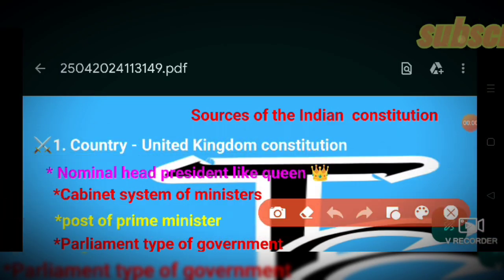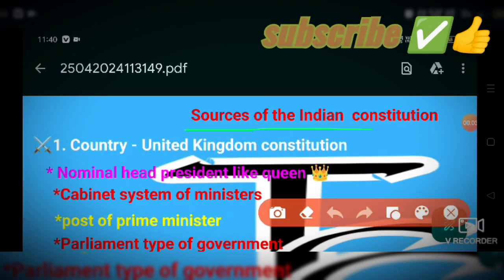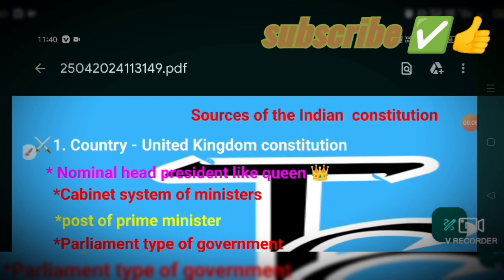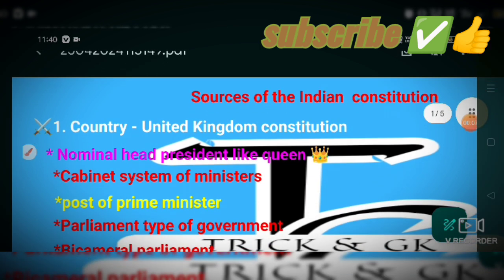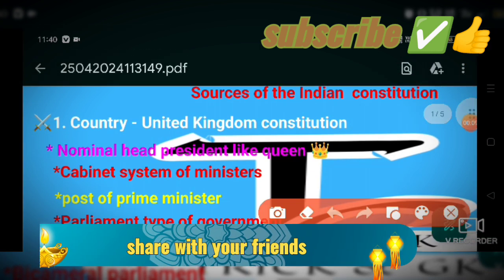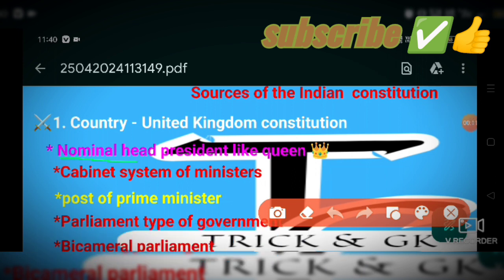Sources of Indian constitution. First country, United Kingdom constitution. First point, nominal head, like the Queen.